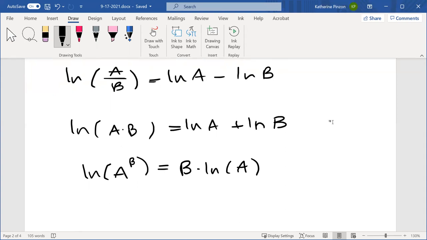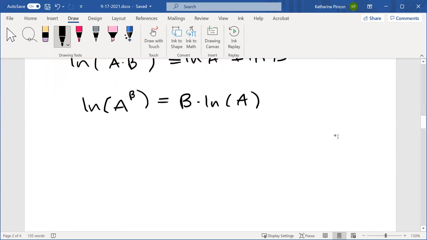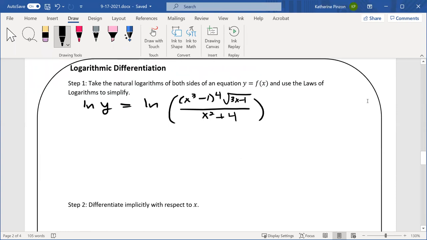Okay, so let's see if we can use these rules to simplify that natural log that we have on the right-hand side. What you might notice is that we have that product here. So we should be able to add these two natural logs together, right? And then we have a quotient. So we're going to subtract that guy. So I'm going to do this in a couple steps.